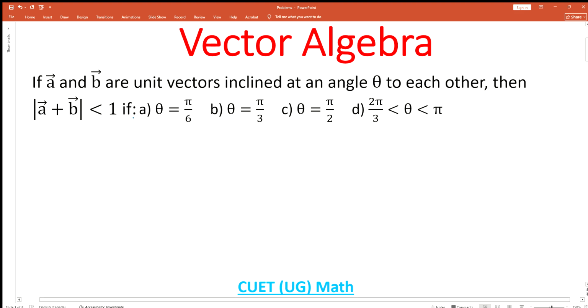We are given that vectors A and B are unit vectors that are inclined at an angle theta to each other. Let's start by drawing vectors A and B. The angle between these vectors is theta. We should draw these vectors in tail-to-tail arrangement and show the angle theta between them.